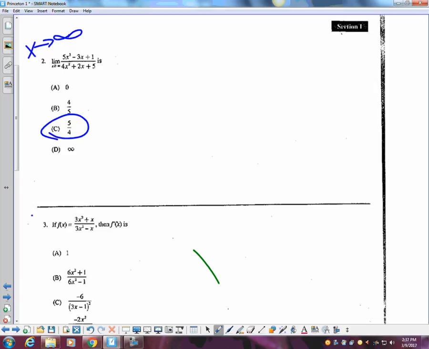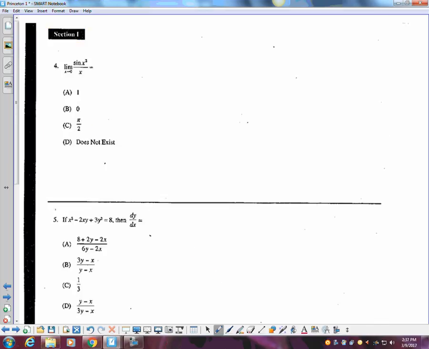Number 4. That's me counting how many. Oh, and then why do you have these circles? Because they're good ones. But we're still going to do them. Okay. Oh, yeah, this is a good one.